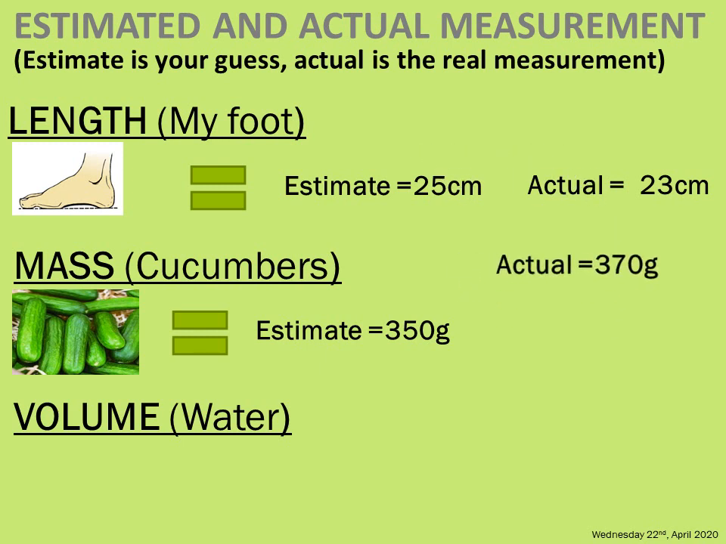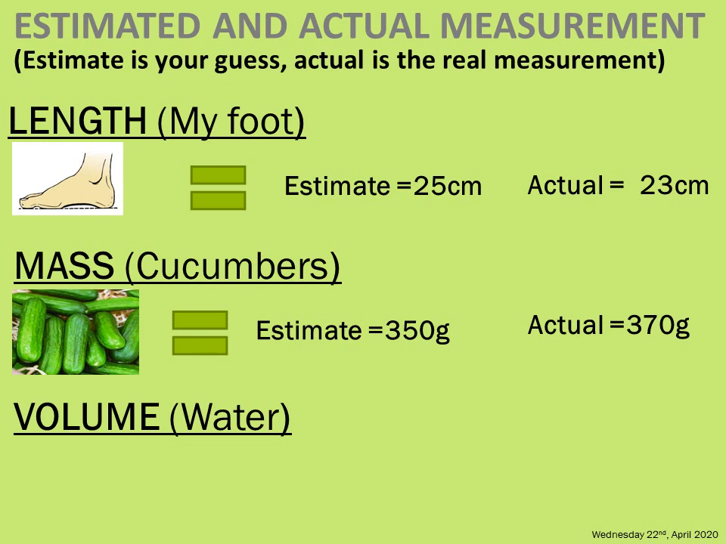Wow, I have 370 grams. That's what the cucumber measures. So it means that here my estimation was 20 grams lower than the actual measurement. But it's still okay. At least my guess was close. Now let's see. I still have a water.